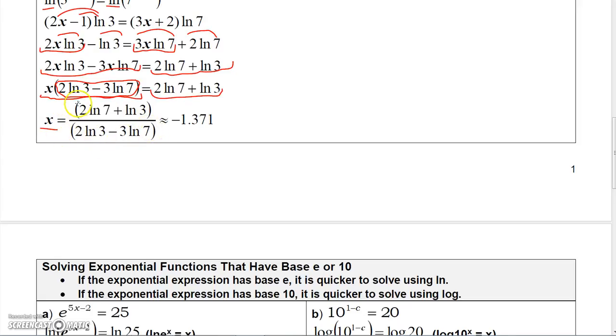Now when you do this on the calculator, make sure you put parentheses around the numerator and parentheses around the denominator so that it'll do the calculation correctly. Okay?